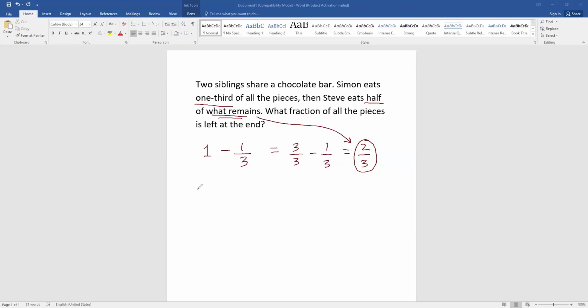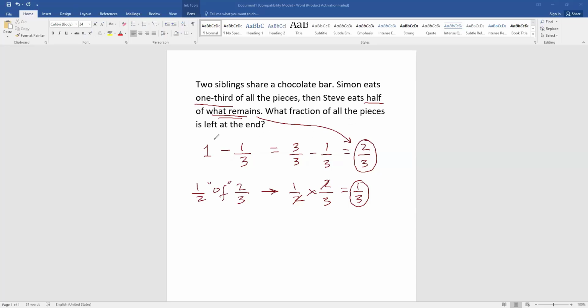So Steve is going to eat half of 2/3, right? And I want you to know that the word half in math translates to multiplication. So Steve is going to eat 1/2 times 2/3. You can cross out the 2 from the numerator and 2 from the denominator. So Steve is also going to eat 1/3 of the chocolate bar. So they're both eating the same amount.